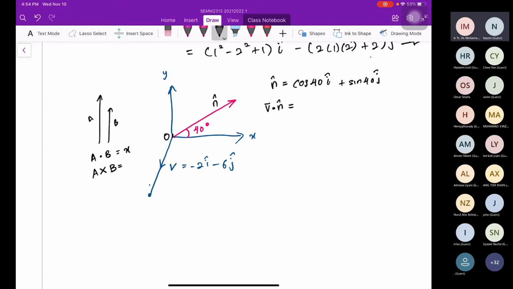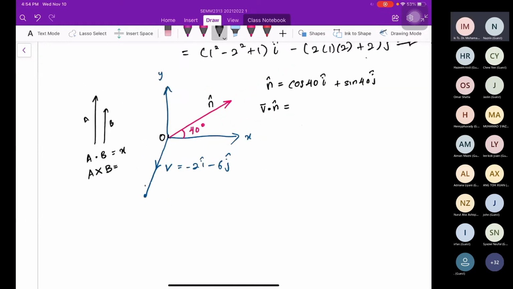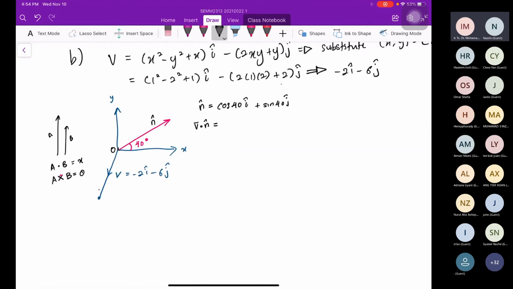Cross only focuses on perpendicular. Normal, so this is not perpendicular. It is equal to 0. Nothing. That is why you must use the dot product, because the dot product aligns A to B. Now you want to align V to N, so you must use the dot product.